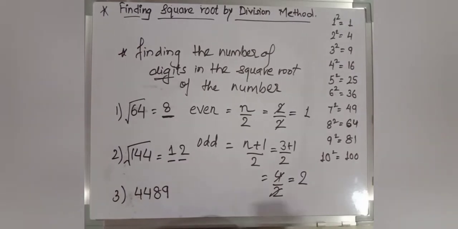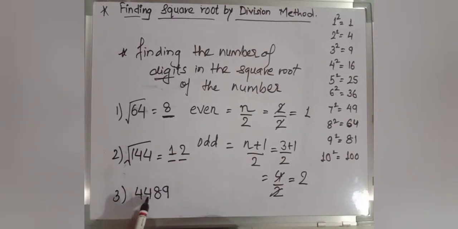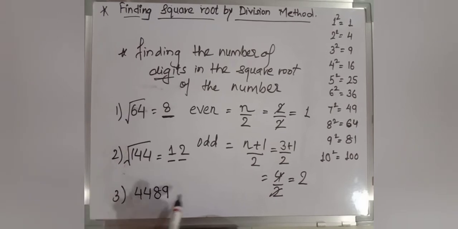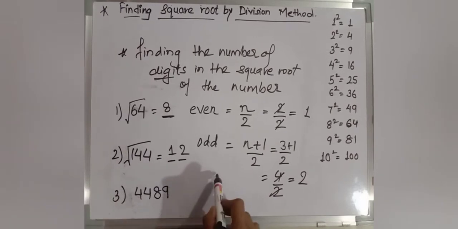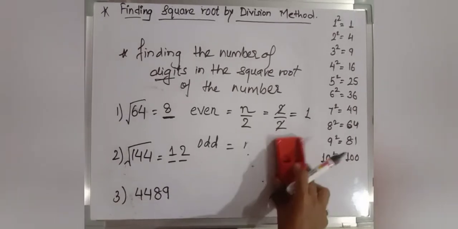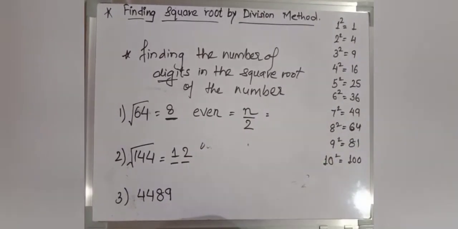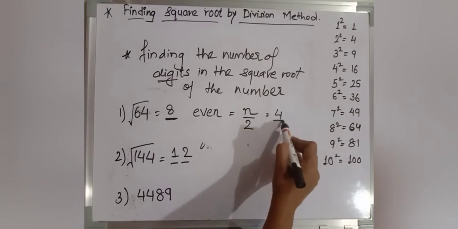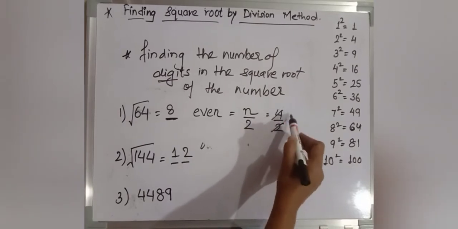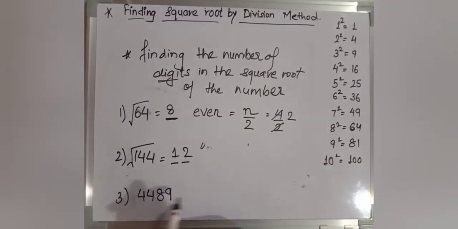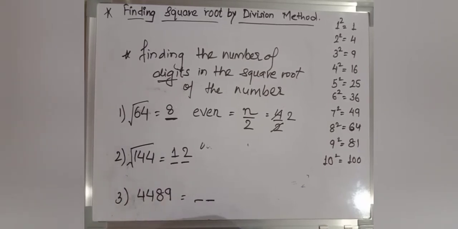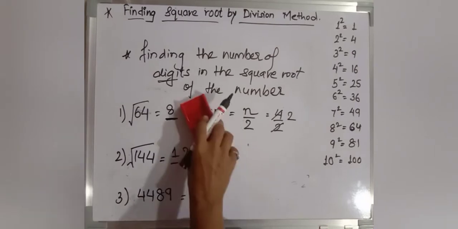Next is 4489. Now here again it is a 4-digit number, that is an even number of digits. So we will take the formula n upon 2, where our n will be 4. 4 upon 2, that is 2 into 2 is 4. Therefore the square root of 4489 will be a 2-digit number.